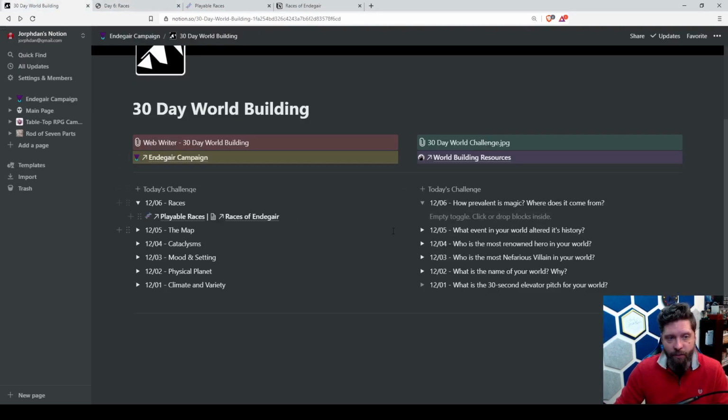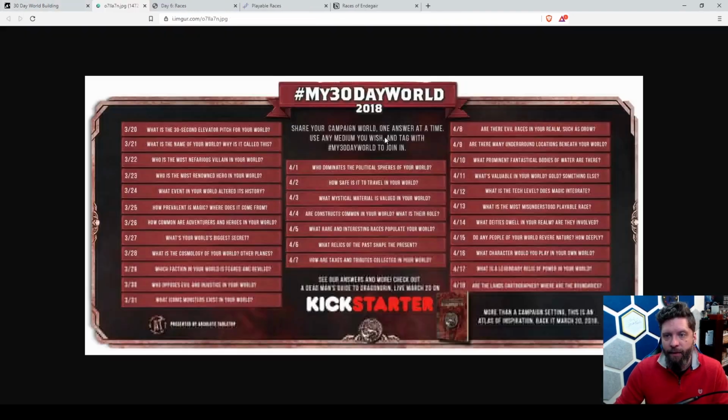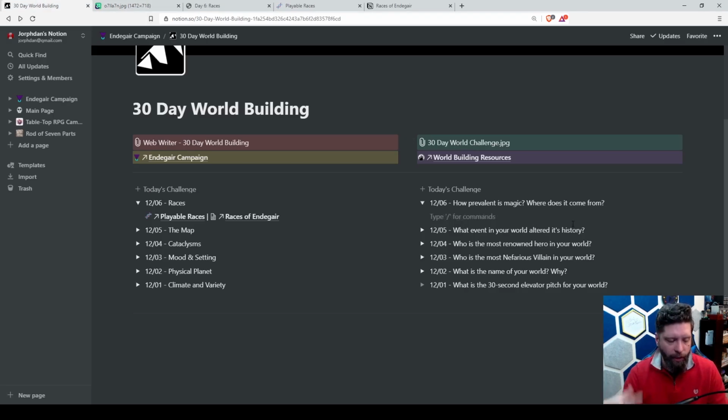The next section we're going to talk about, in the 30-day world building challenge, is how prevalent is magic and where does it come from? These are really good questions. And I was going to say that divine magic, worshiping the deities, very little. I think that if the Pact Keepers are trying to establish themselves as the dominant power, they're not going to encourage people to be worshiping gods.